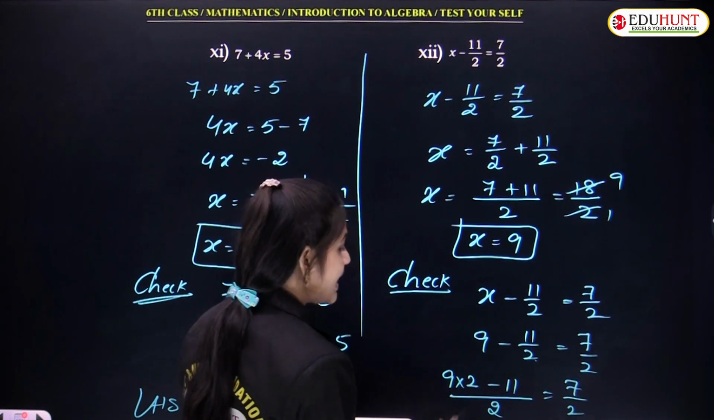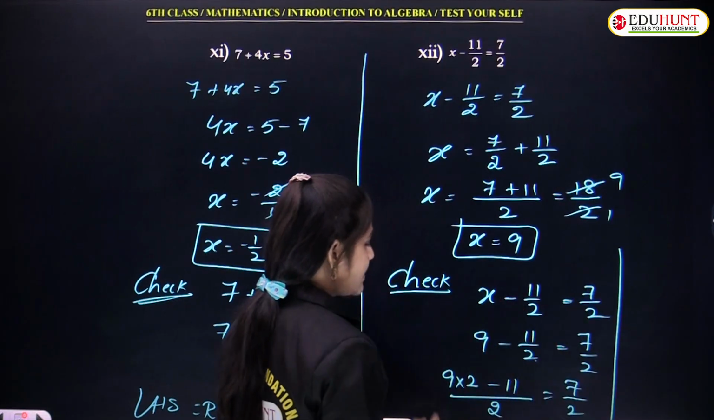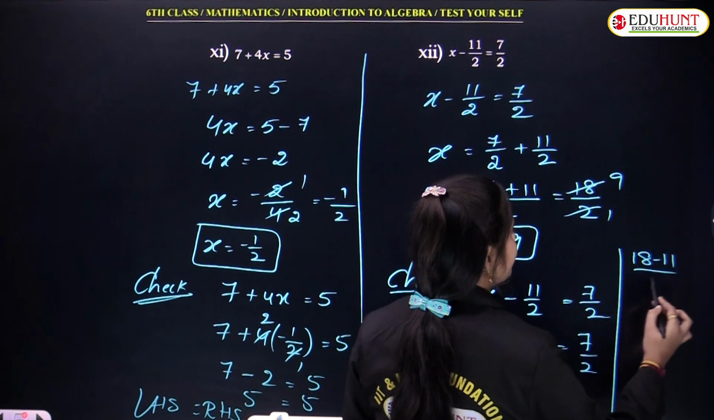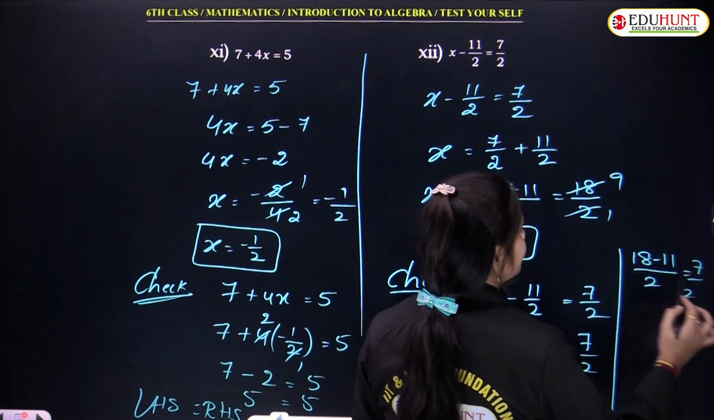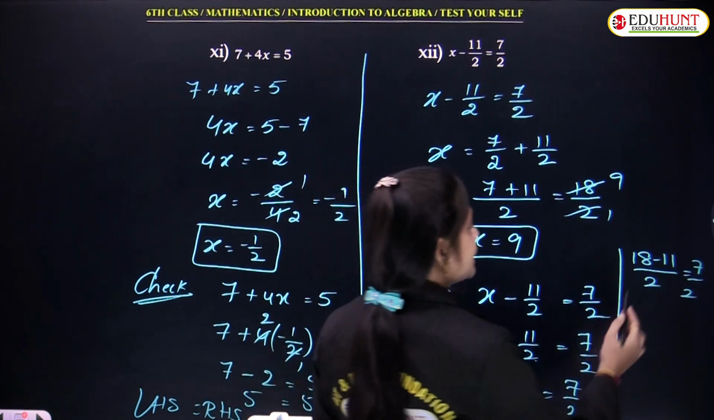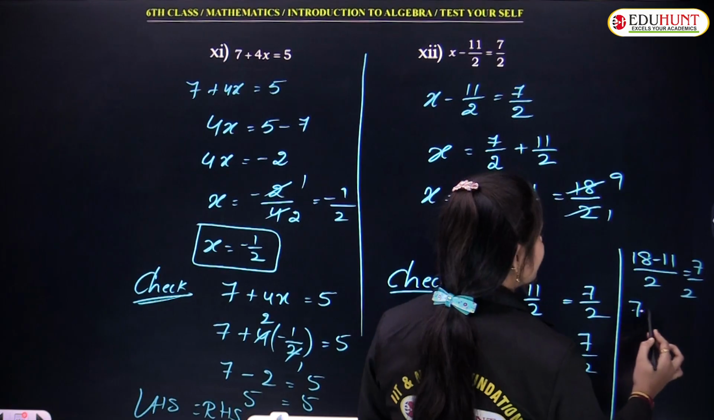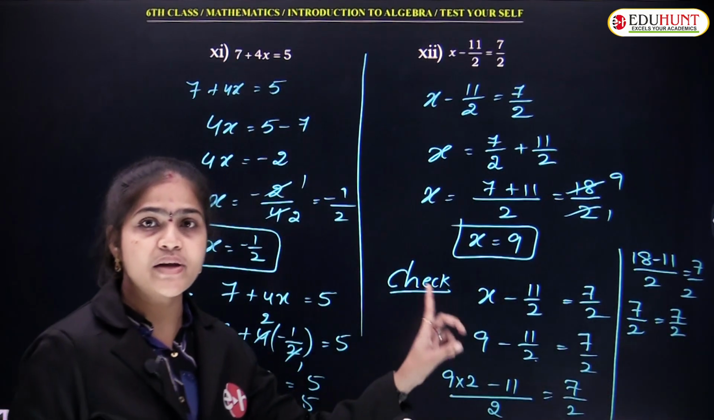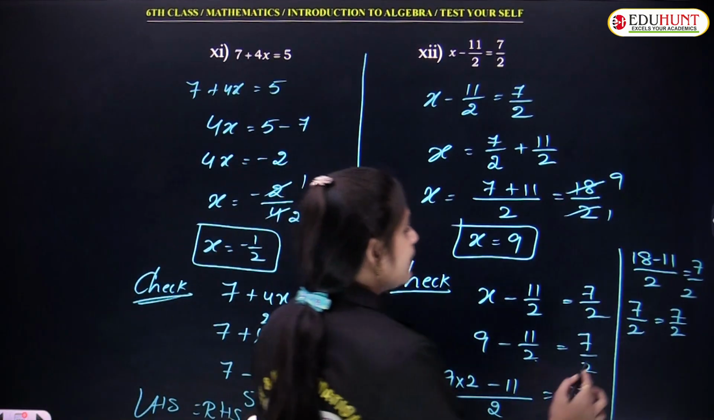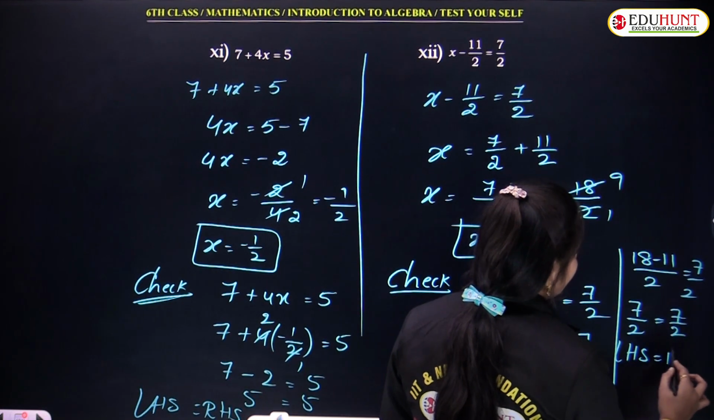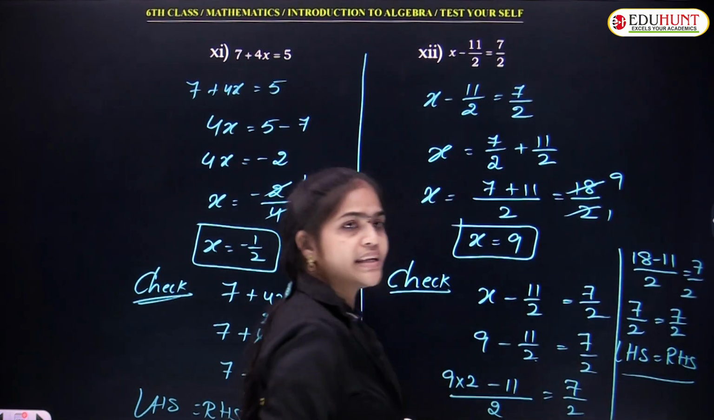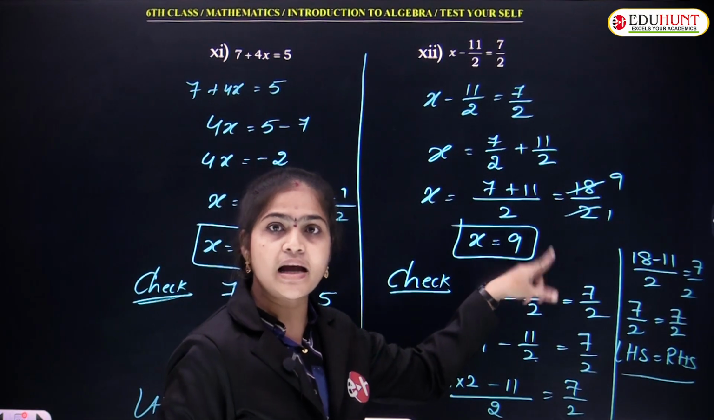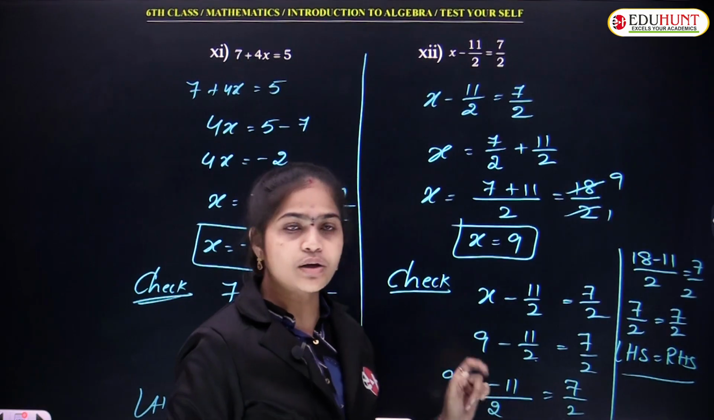Okay. 2 nines are 18, minus 11. Here I'll write it, see that. 2 nines are 18 minus 11 by 2, which is equal to 7 by 2. Clear? As per this, 18 minus 11 is 7, so 7 by 2 is equal to 7 by 2. On both sides we have the same value. Then here LHS is equal to RHS. So we got the same values on both sides. That's why x is equal to 9. That is correct. Okay?